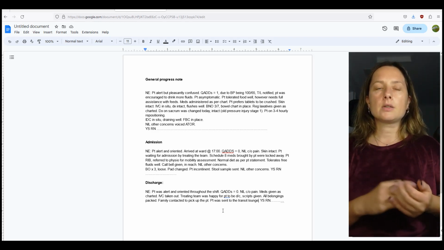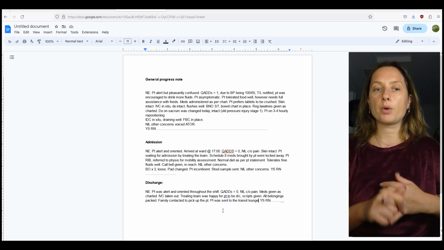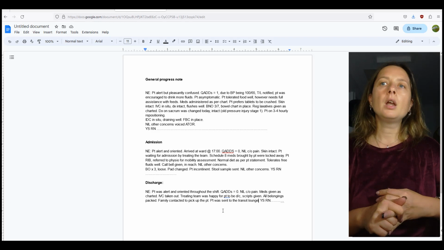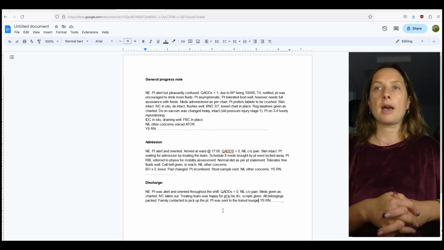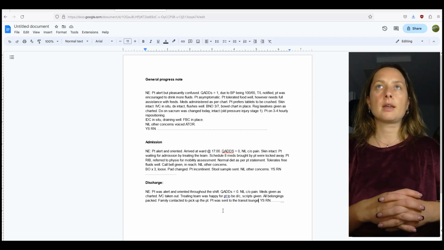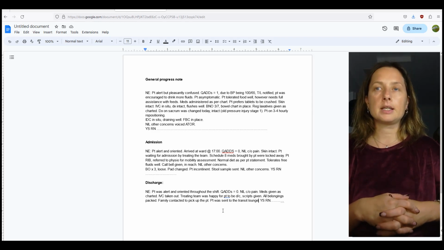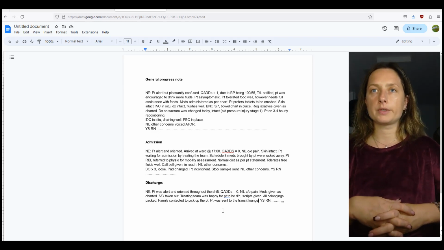If someone is going back home on oxygen, or with a permanent IDC, or NG tube, obviously you will mention that the patient has an in situ NG tube, or you can say permanent IDC, or oxygen. You can say that the patient will go home with it.